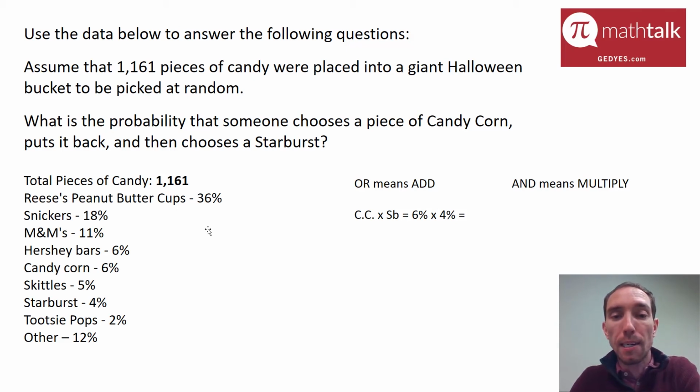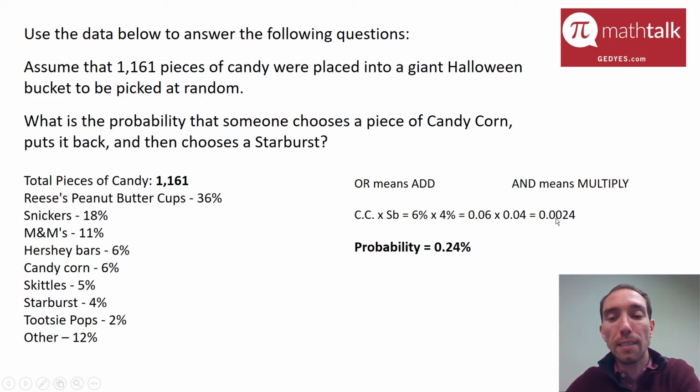And the reason for that is because when you change your percents to decimals, you get 0.06 times 0.04. And when you type that in your calculator, you actually get 0.0024. So remember, to turn decimal points into percentages, you either multiply by 100 or take your decimal point and move it to the right twice. So if I take my decimal point here, I move it to the right twice, I go 1 and 2, that actually turns into 0.24%. And so that is actually unbelievably unlikely to happen.